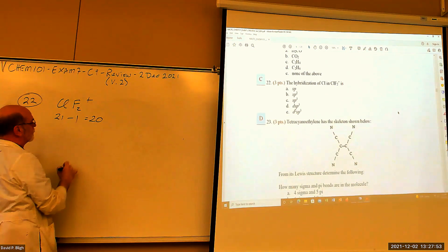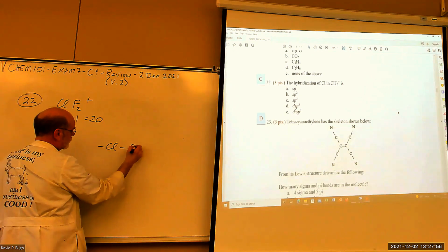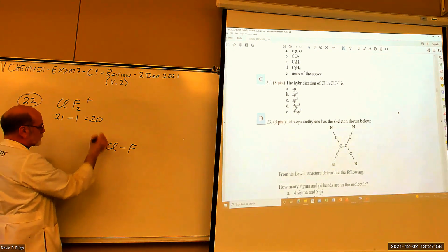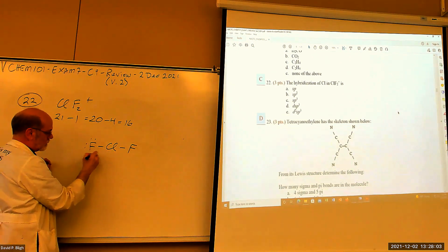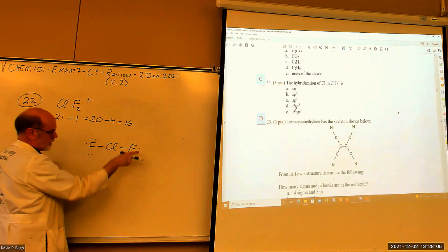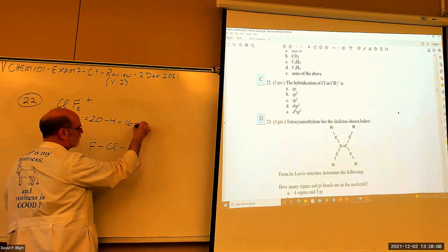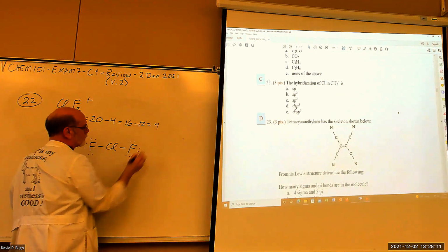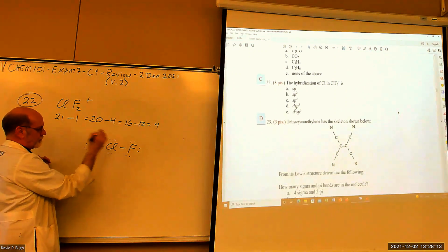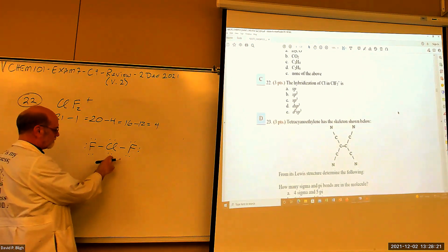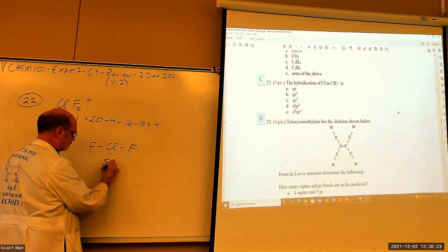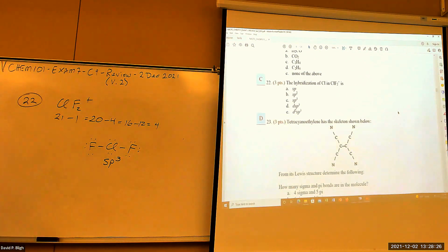20. Right, so we're going to have a chlorine, a fluorine on either side. So that's 2, 4. 16 left over. So 6, 12 more on the fluorines gives us 4 left over, right? So there we've used them all up. So what's the hybridization on chlorine? 1, 2, 3, 4. Sp3. Okay.